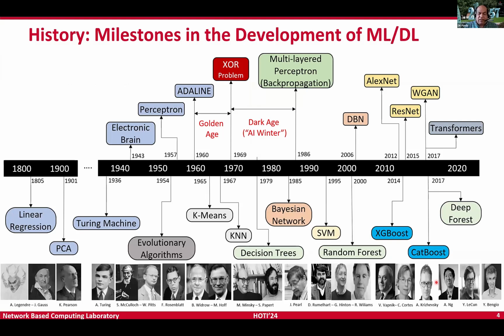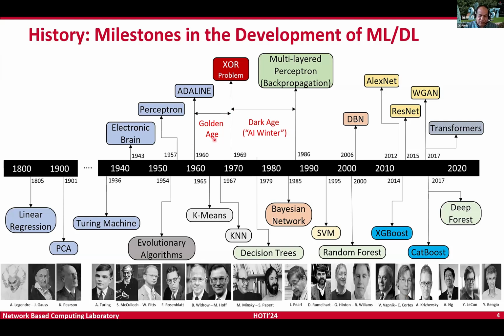Now, if you take a look at the history, the field of AI has been there for a long time. Even going back to the 1800s, people were talking about basic mathematical concepts: linear regression, PCA, the Turing machine. Around 1943 to 1947, almost 80 years back, people even started talking about the electronic brain. Over the years, these things have been continuously evolving, and at the bottom you can see the big heroes in this field.